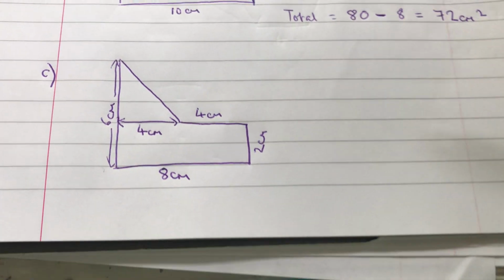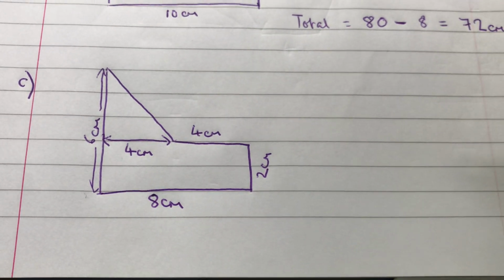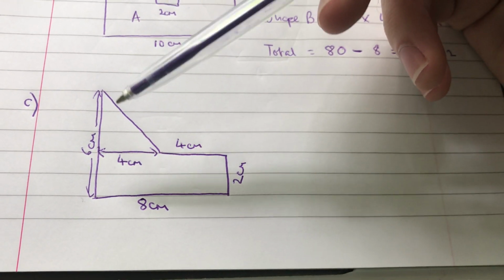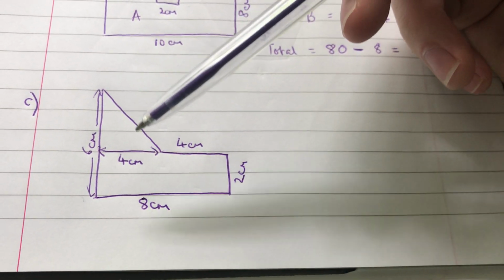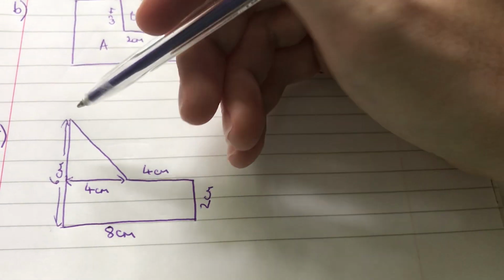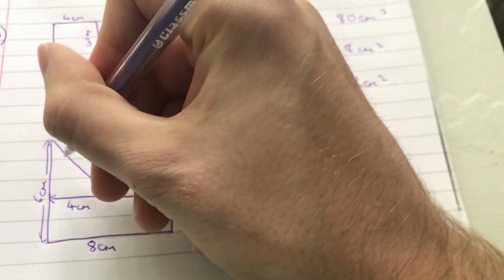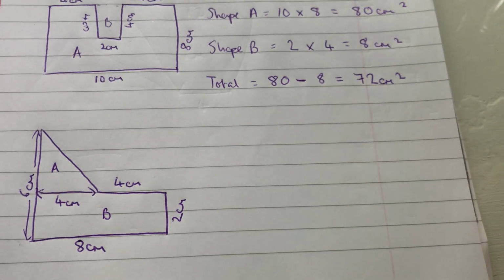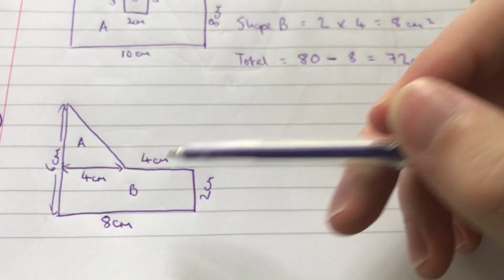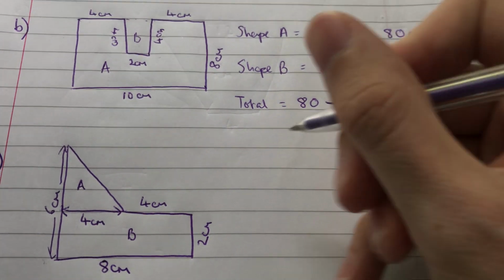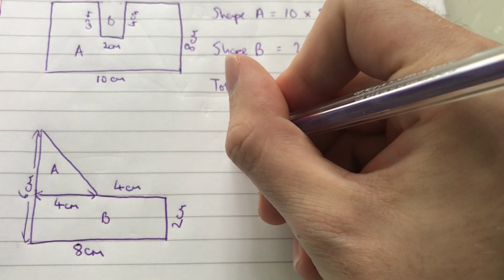Third one. This is a bit different. What's different about this one? Well, instead of being made up from 2 rectangles, this is made up of a rectangle and a triangle. So let's split this into 2 shapes. We can split this into shape A, which I'm going to label the triangle, and shape B will be the rectangle. So shape A and shape B. We'll split it there.